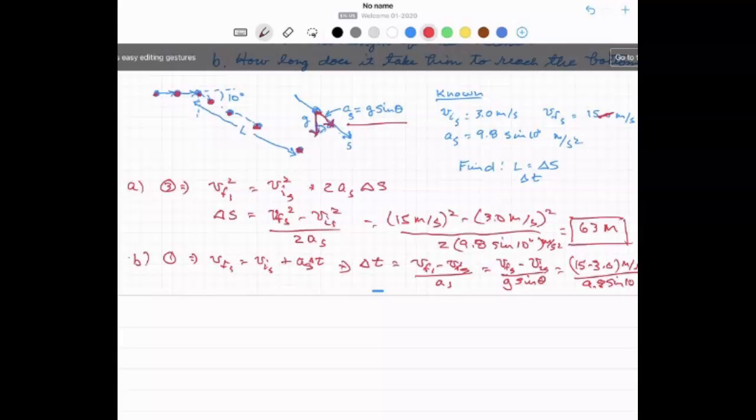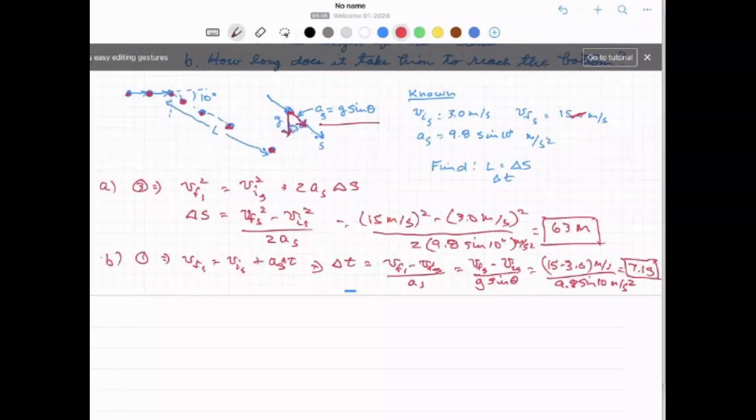So now let me go to my calculator. And when I do that, I get an answer of 7.05 seconds, which to two significant figures is 7.1 seconds. I hope you followed my procedure here, and please email me if you have some question.